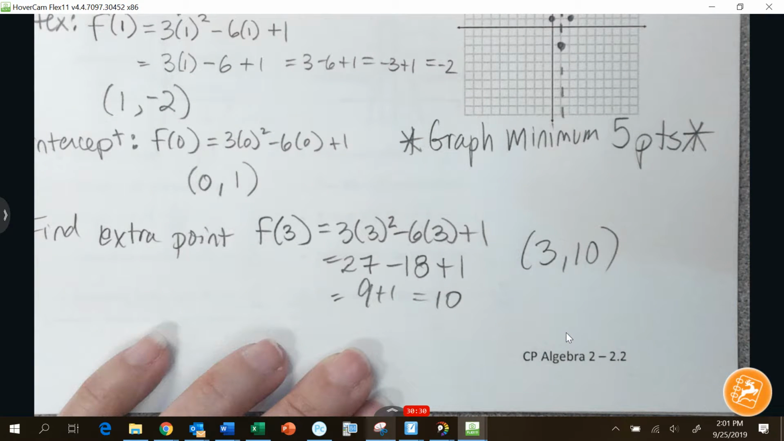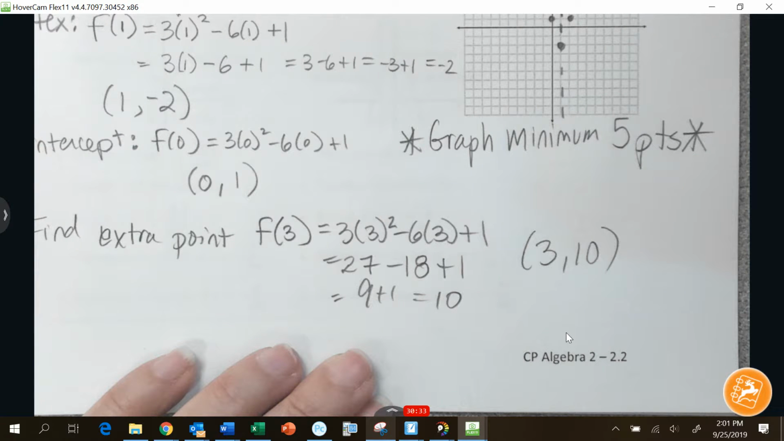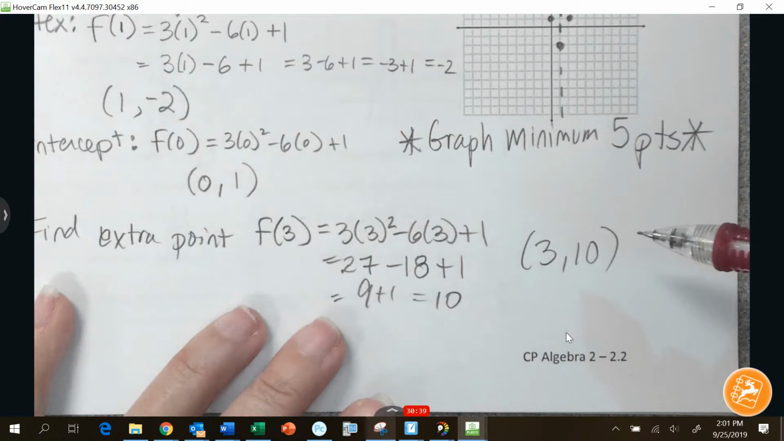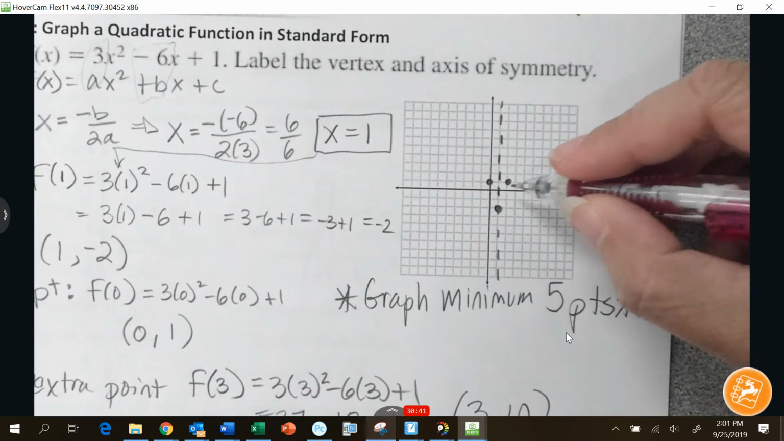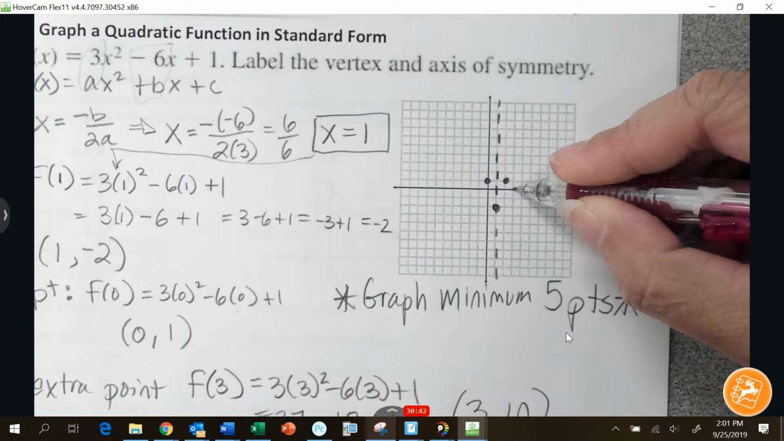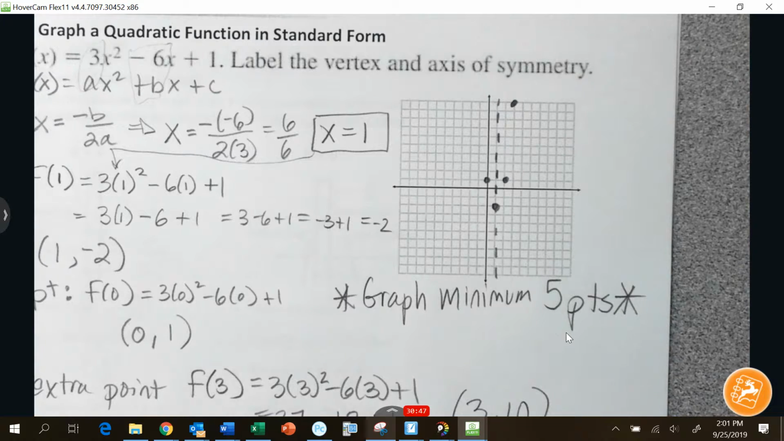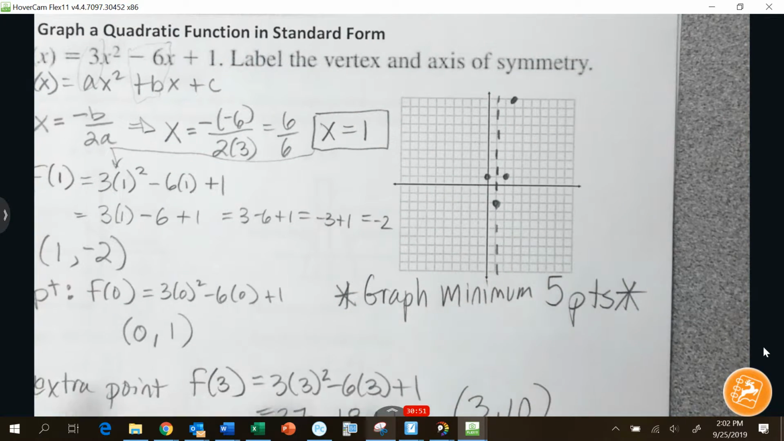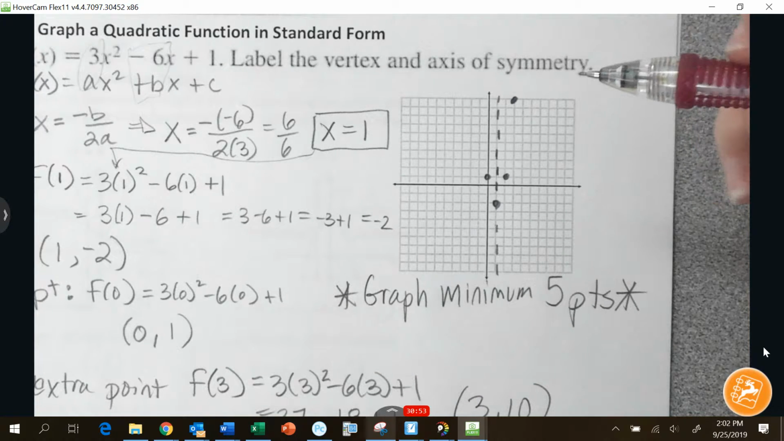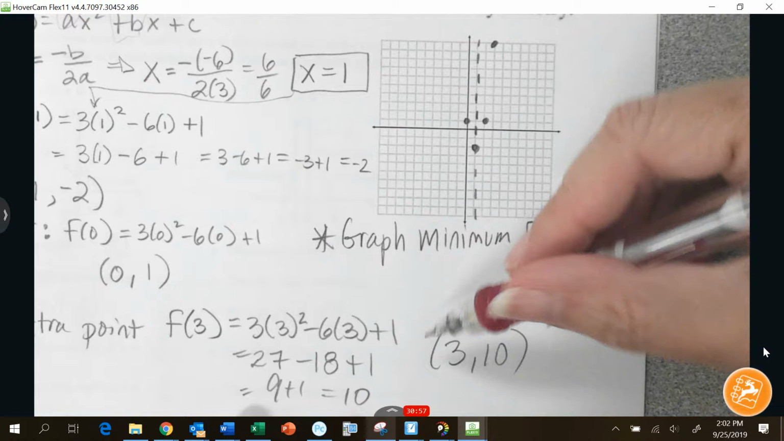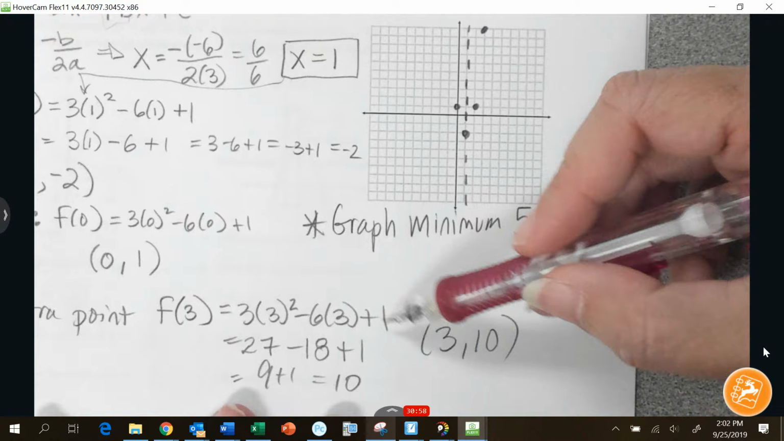Did anybody try negative 1? Anybody try it? Or you all did what I did? Just curious. So I can go ahead and graph 3, 10. And I'm glad that I picked 3 and not 4, because what would have happened if I had picked 4? It would have been way off the graph. So it's a good thing I picked 3. That's 4 points. I plugged it into the equation.